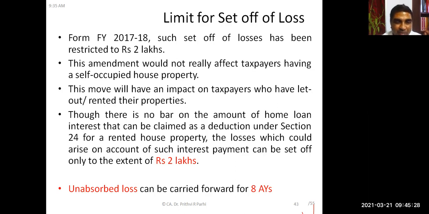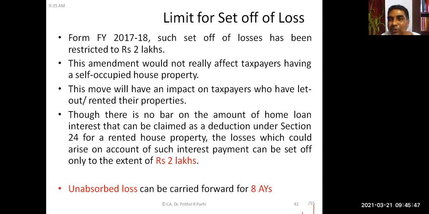Okay. Now, please read this paragraph. Though there is no bar on the amount of home loan interest that can be claimed as a deduction under section 24 for a rented house property, the losses which could arise on account of such interest payment can be set off only to the extent of 2 lakh rupees.